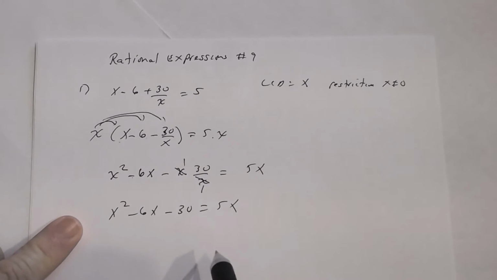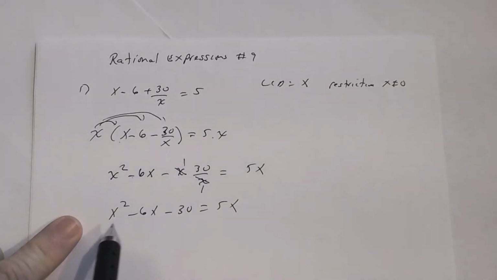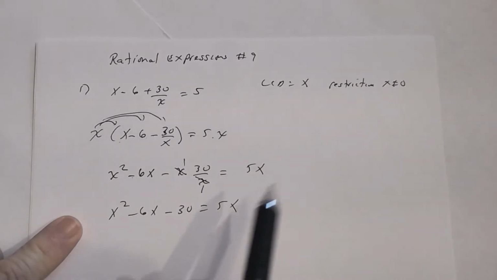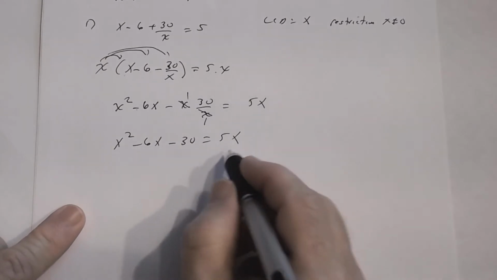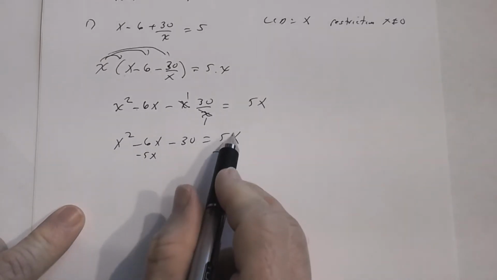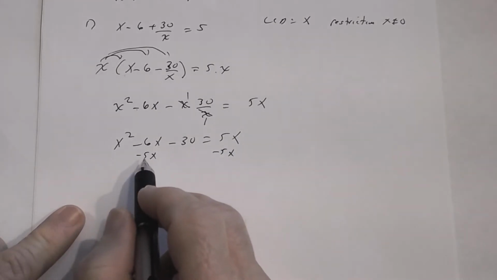Now listen carefully. I went from a rational equation to a quadratic equation. How did you solve quadratic equations in the previous lessons that we've done? Well, remember, you have to put this in standard form. So let's go ahead and subtract 5x from both sides. And notice I'm aligning my like terms, once on each side. Now let's combine like terms.